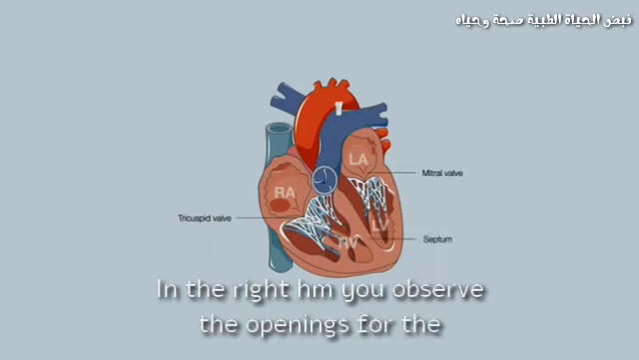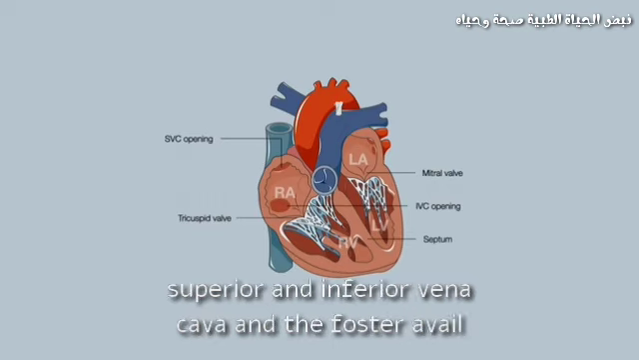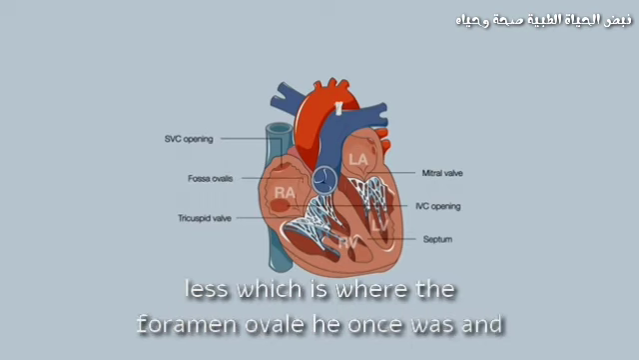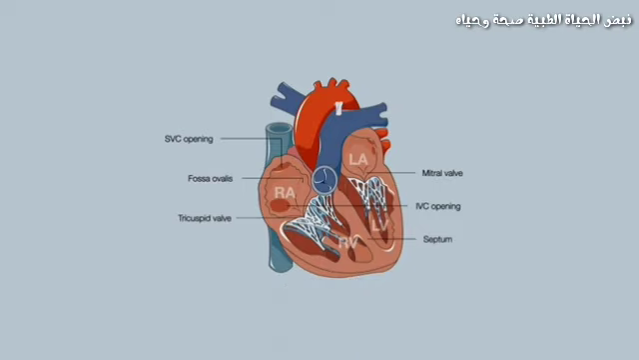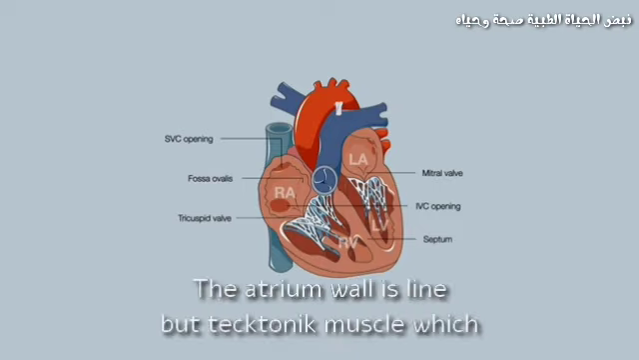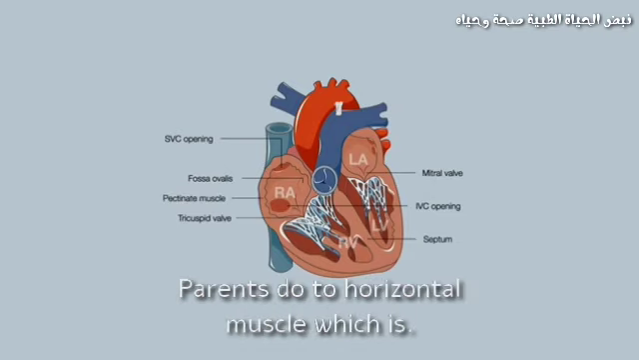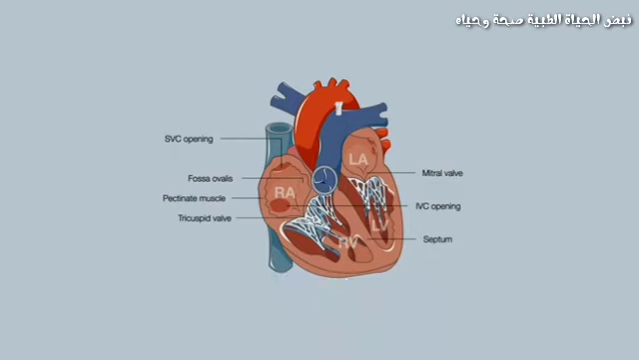In the right atrium, you'll observe the openings for the superior and inferior vena cava and the fossa ovalis, which is where the foramen ovale once was and closed after birth. The atrium wall is lined by pectinate muscle, which has a tooth-combed appearance due to horizontal muscle ridges.